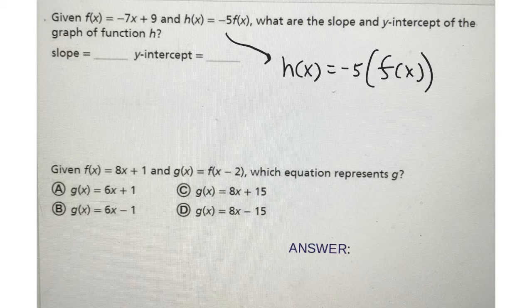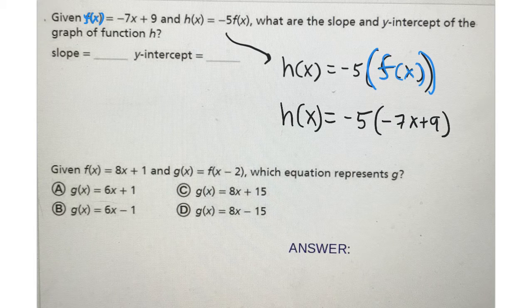I'm going to wrap f of x in blue. And you know where f of x is? Right here. There it is. That's f of x. Oh, look, f of x equals negative 7x plus 9. Wow. I guess that means I can rewrite this as negative 5 times what? You guessed it, negative 7x plus 9. I'm going to keep it all in blue. Anything that has to do with f of x, we're keeping in blue.